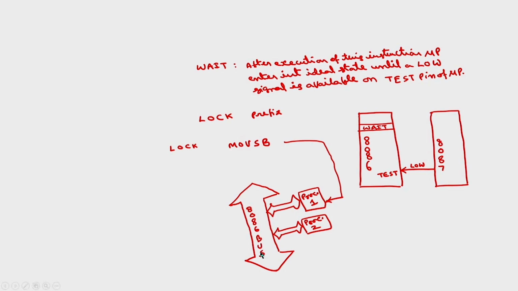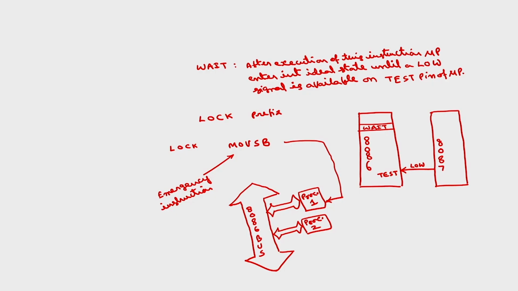Normally this lock prefix will be used for executing some emergency task, some emergency instructions. While processor 1 is executing these emergency instructions, it does not want to be disturbed by the other processor. So in that case it simply adds a lock prefix to that particular instruction, so that the second processor will not request for the system bus while this emergency instruction is executed. This is about the lock prefix.